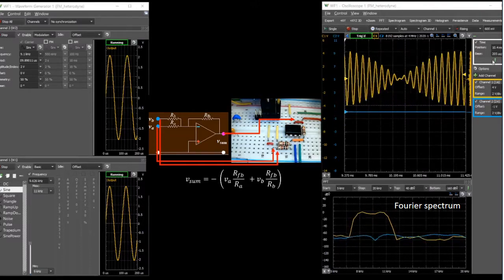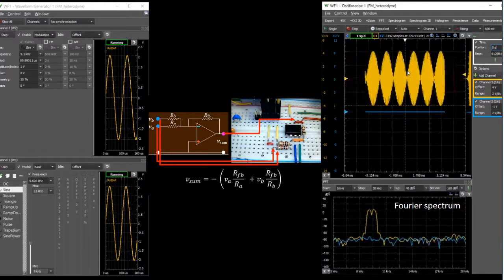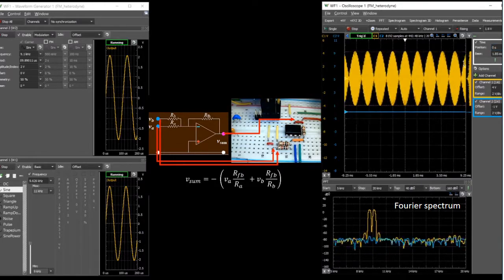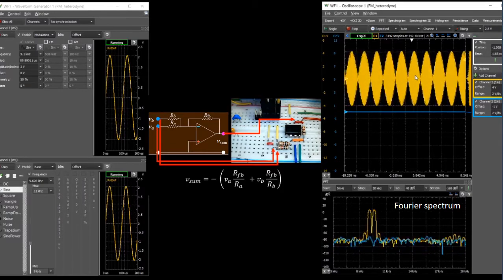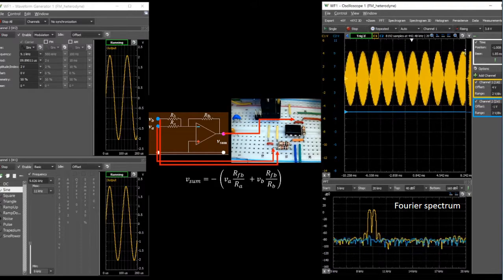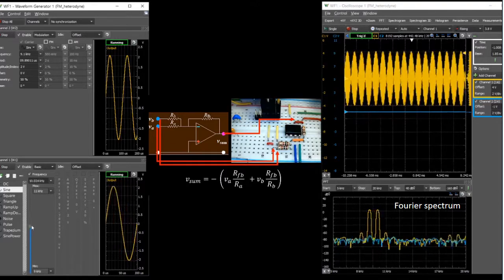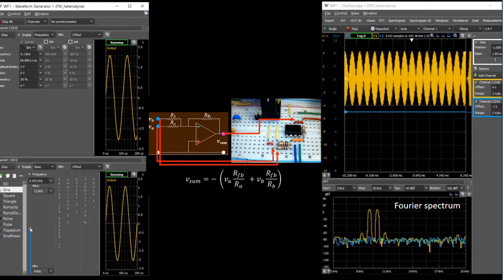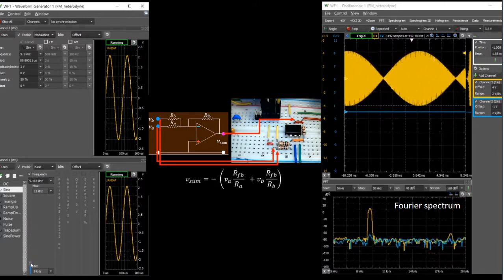Next, the output of the adder circuit, that is, the sum of the yellow and blue signals, is shown. It has the typical waveform known as beat. The frequency of the envelope of the beat signal is the difference of the two signal frequencies. As the frequency of the second signal is varied, the beat frequency also varies, and the Fourier spectrum in the bottom right graph correspondingly shows how close, or how far apart, the two frequencies are.